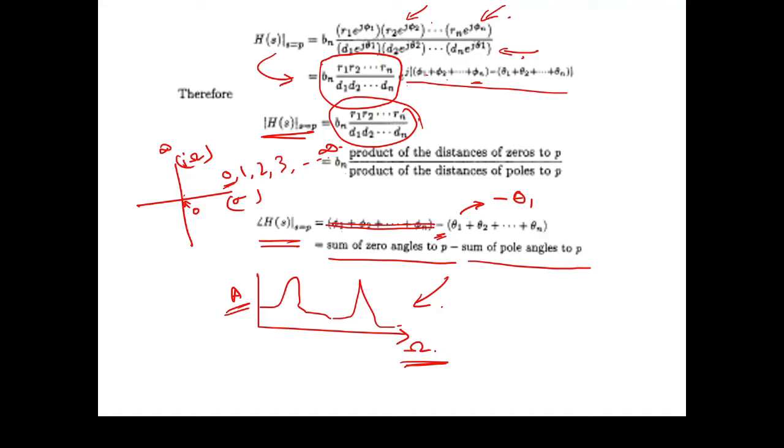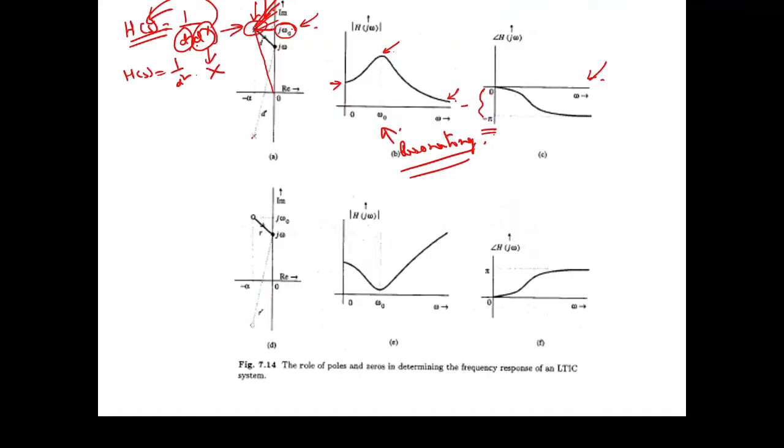So, as I already told you, for a one pole filter it will be minus theta 1, and at each frequency this theta 1 will be changing. So you will have the phase response something like this. Now the next plot is for a 1-zero filter.